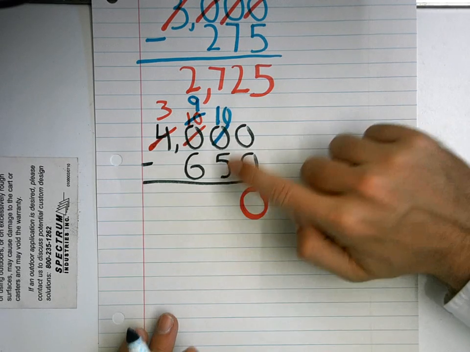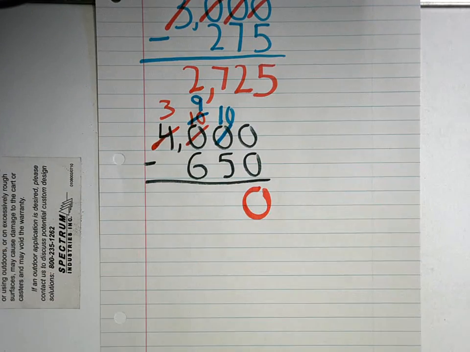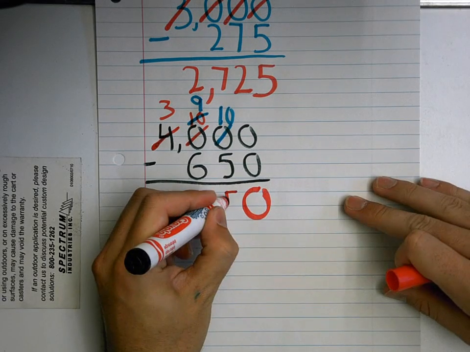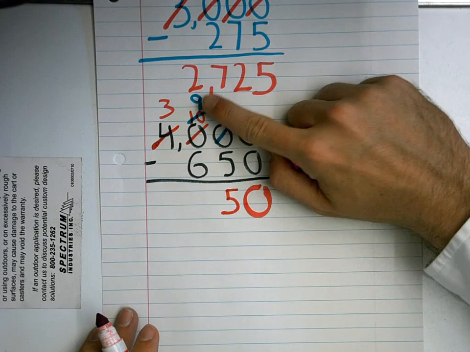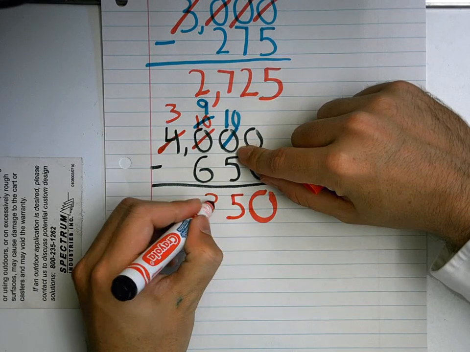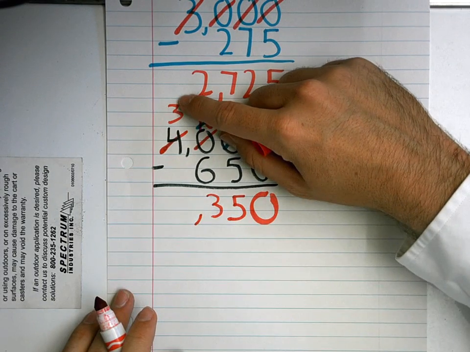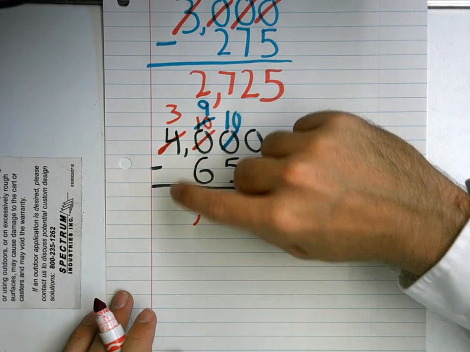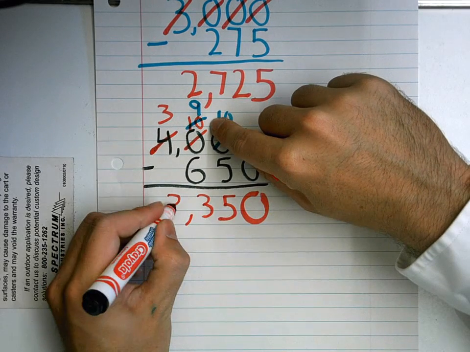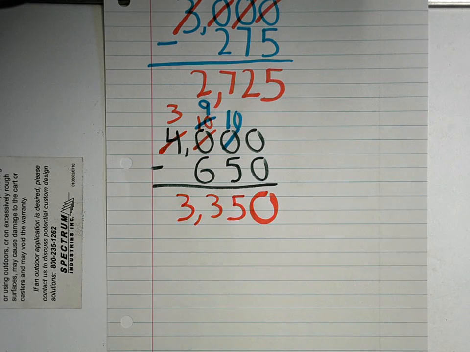So now 10 take away 5, I'll use the same color so they're all the same, is 5. 9 take away 6 is 3. 3 take away nothing is 3. So 4,000 take away 650 is 3,350.